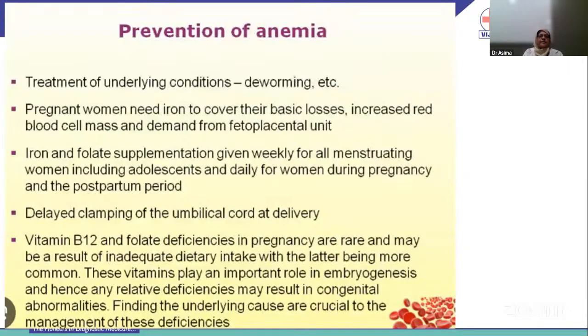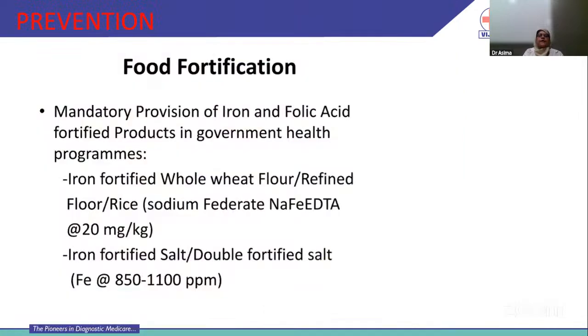This is also something about the prevention of anemia, like the deworming, etc. And then in pregnant females also, we have to have iron and folate. Then WHO advises food fortification also.